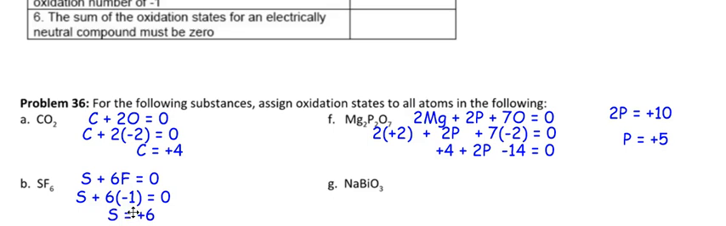Why don't you try letter G on your own? It's one of the easier ones. Go ahead and try that. Pause this. Do it. Okay, welcome back. Hopefully you got something good.